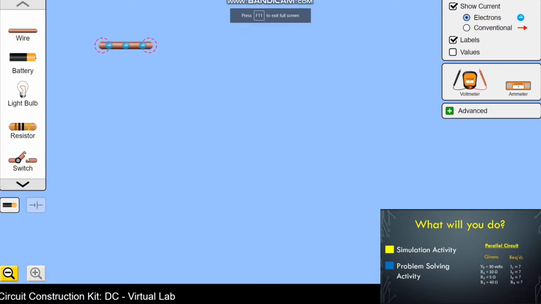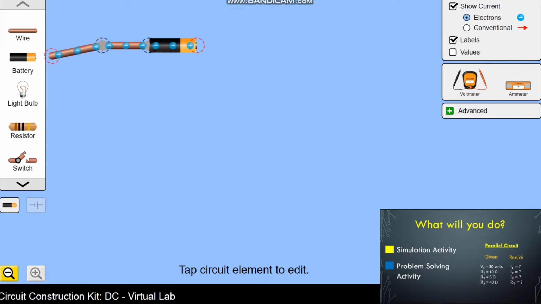First thing you're going to do is to put a wire, then put a voltage beside it, since we have voltage as the first given, and just simply add some wire to connect the circuit. On the second line, we're going to put a resistor. This will be our R1.